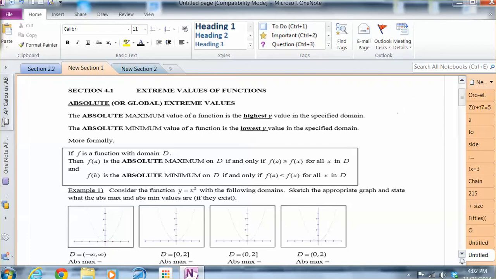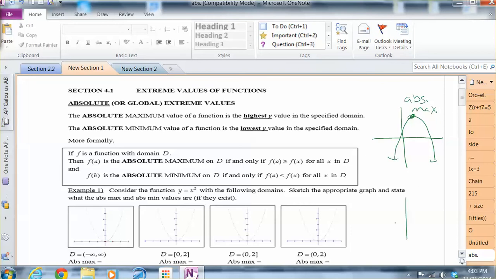So for example, if I were to draw a curve like this, we can say that that point right there would be an absolute maximum because that would be the highest y value for all real numbers here. An absolute minimum is when you have the lowest y value in the specified domain.